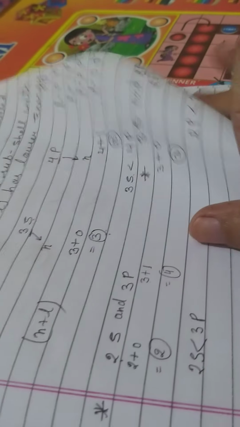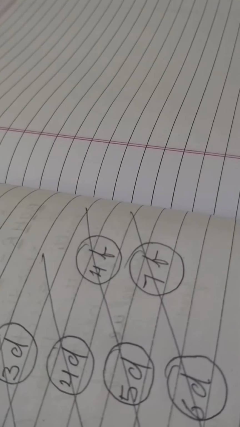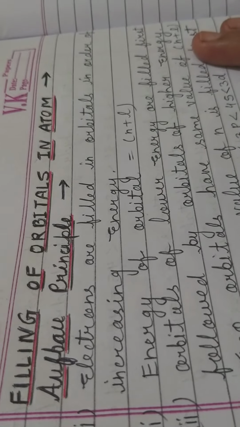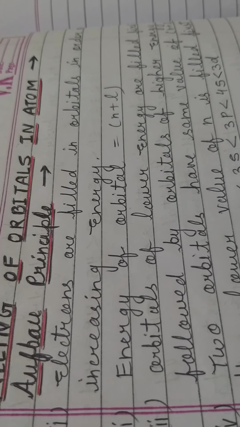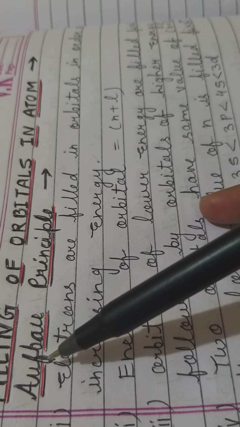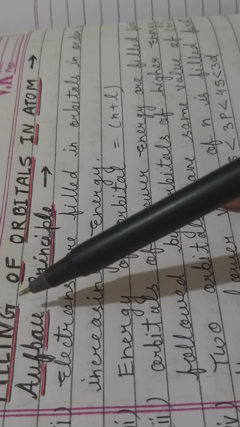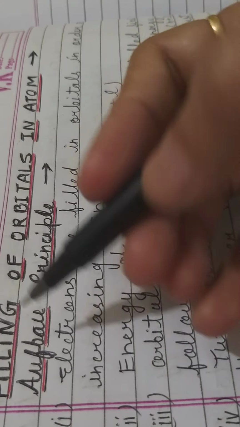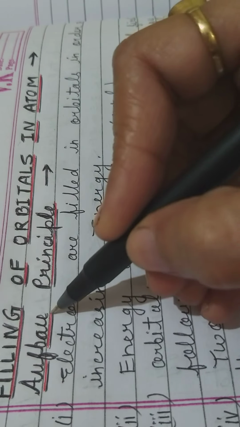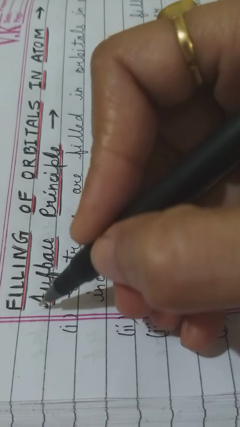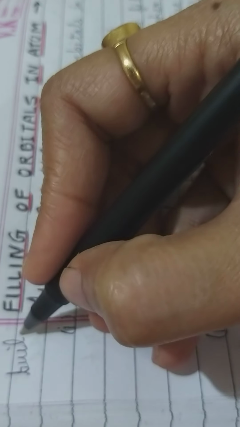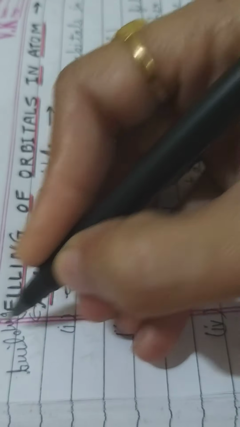Okay, let's start. The next rule concerns the filling of orbitals in an atom, how it is to be studied. It is studied through the rule that explains the filling of orbitals in an atom, that is the Aufbau principle. Actually here I am telling the meaning of Aufbau. Aufbau means building up.